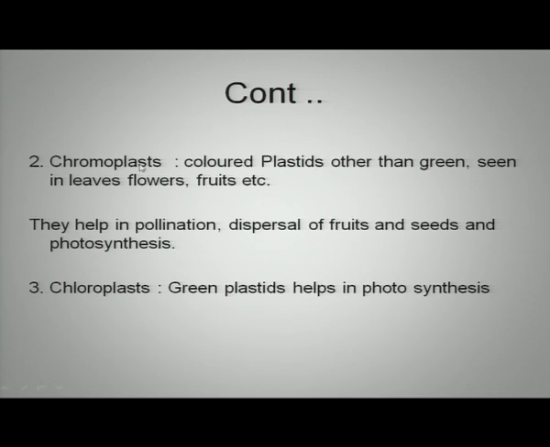Now, here comes the chromoplast, colored plastids. Chromo means colored, colored plastids other than green. They are seen in the leaves, even in flowers, fruits, etc. They help in pollination. They help in dispersal of fruits and seeds to distant places, and they even help in photosynthesis.